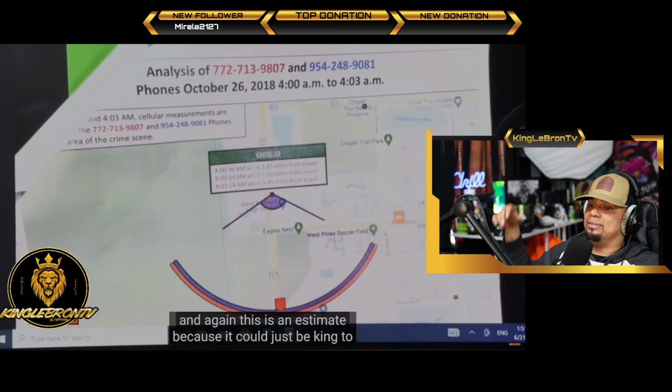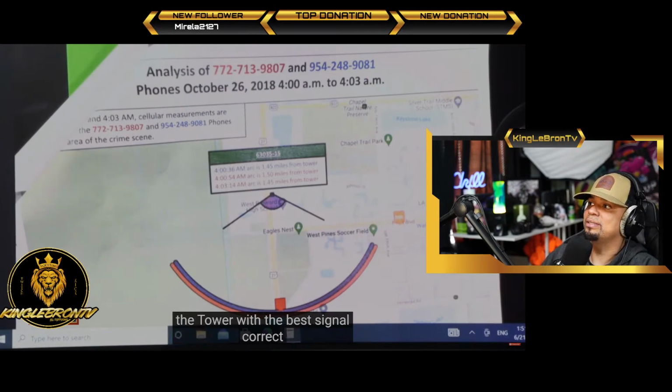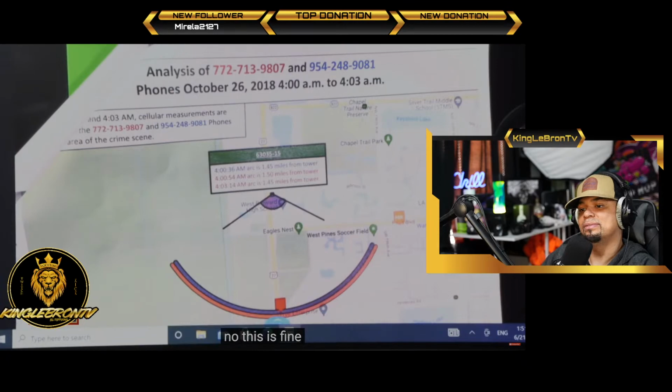And again, this is an estimate because it could just be pinging to the tower with the best signal, correct? I said it myself, because this is from the engineering report.